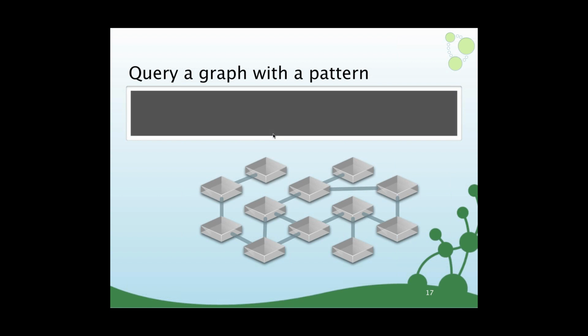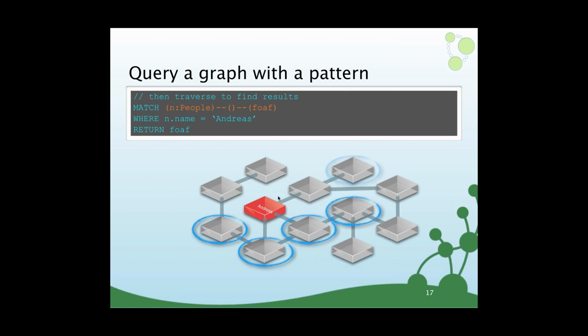So if I query our little example graph, we start somewhere, say with the node lookup at Andreas, and then we basically match our people nodes that are two hops away, our friends of a friend nodes. We anchor that with n.name is Andreas, which will resolve to, for instance, an index lookup for all nodes.